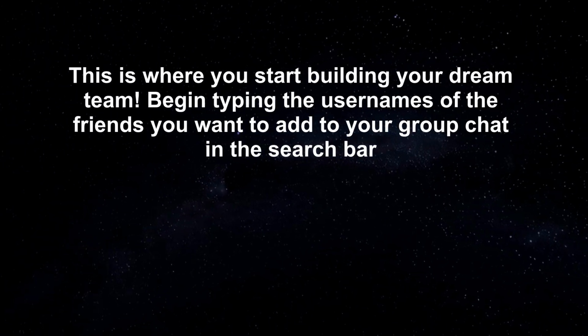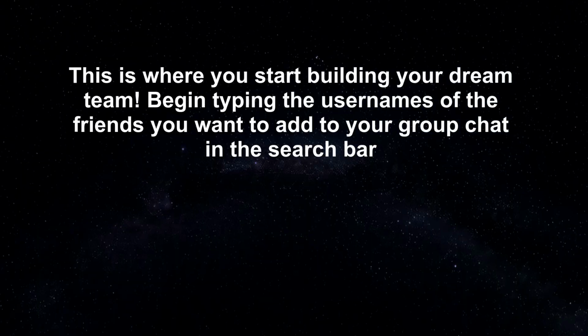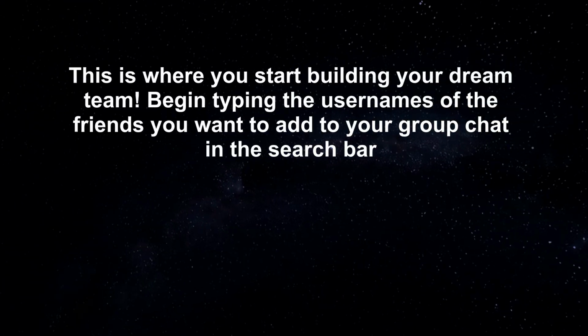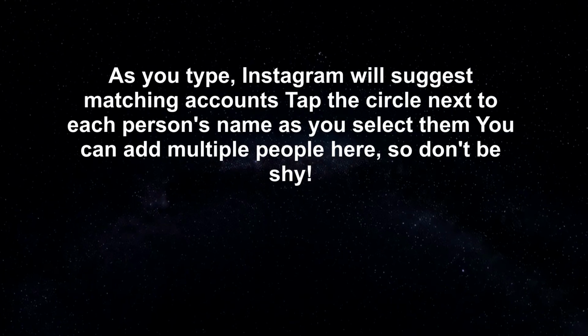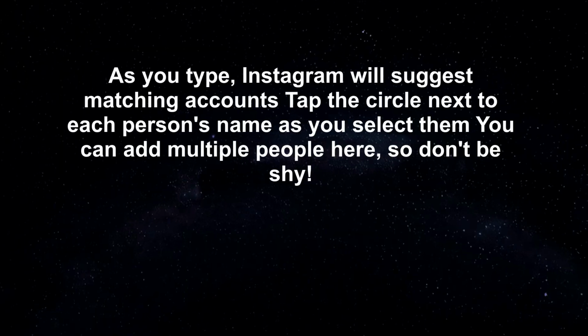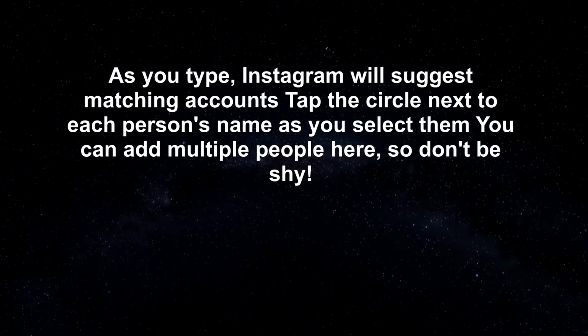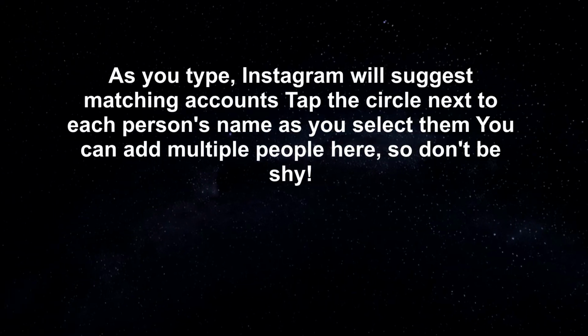This is where you start building your dream team. Begin typing the usernames of the friends you want to add to your group chat in the search bar. As you type, Instagram will suggest matching accounts. Tap the circle next to each person's name. As you select them, you can add multiple people here, so don't be shy.